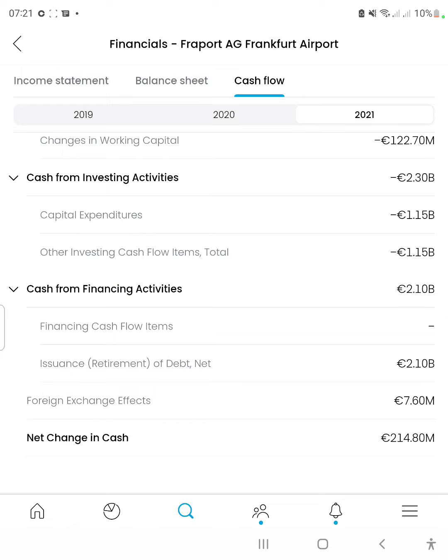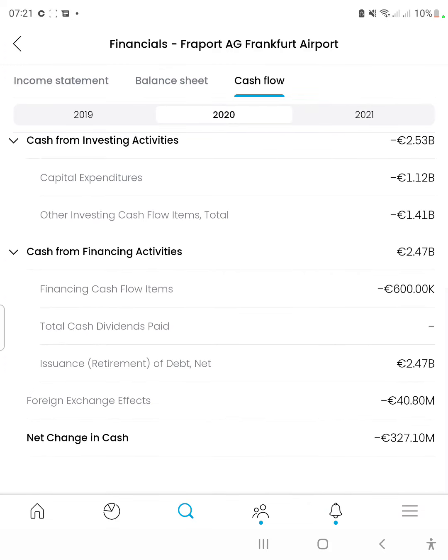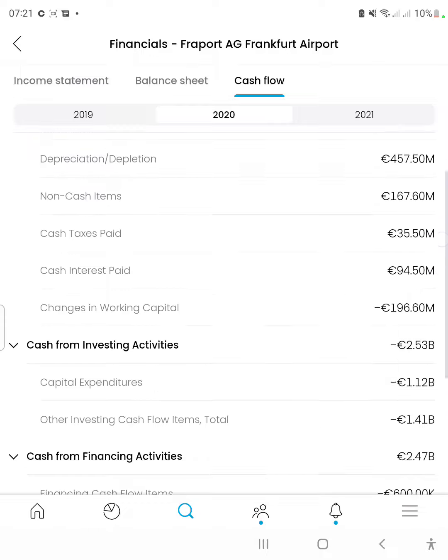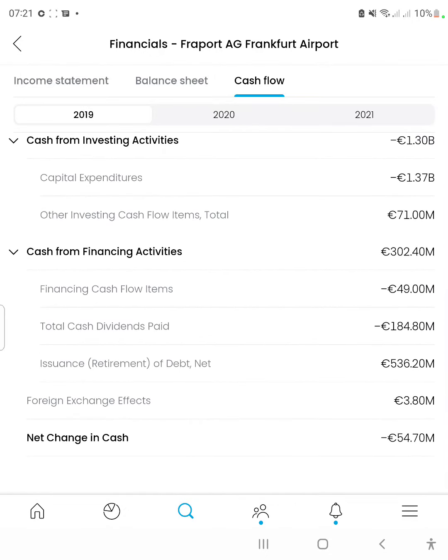Let's just check the net change in cash in the previous years to see how it's changed and whether or not there's any growth. So the 2020 financial year, the company had a negative net change in cash of 327 million euros. It accumulated debt in the 2020 financial year of 2.47 billion euros. And also its investing activities, it spent 1.12 billion euros on capital expenditures, and it spent 1.41 billion euros on other cash flow items. And 2019 financial year, the company had a negative 54.7 million euro net change in cash.